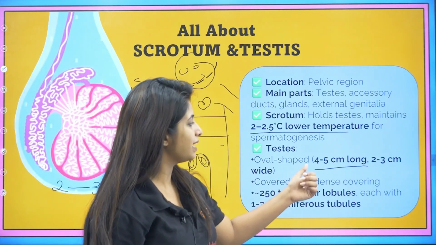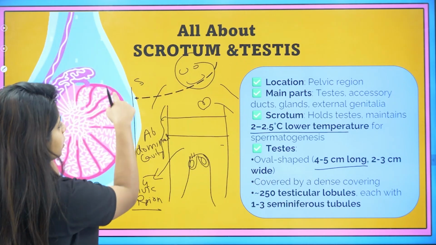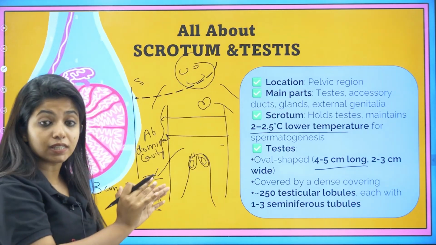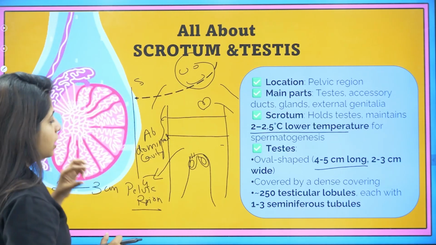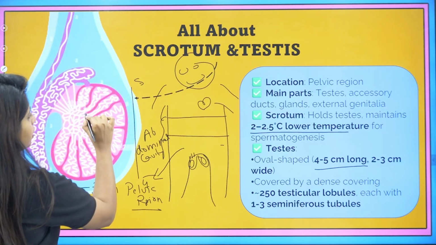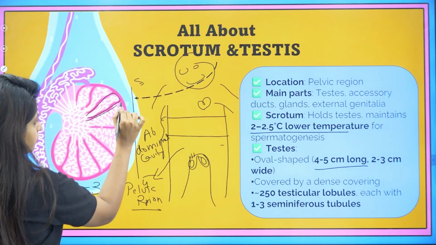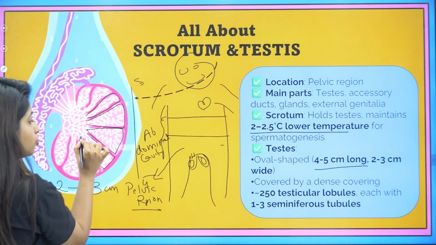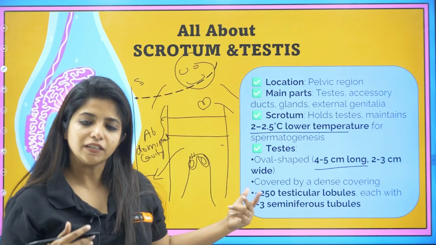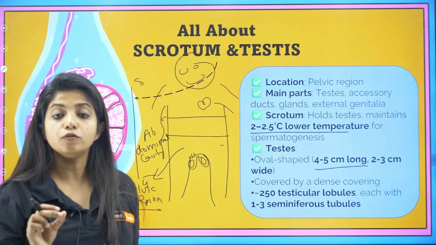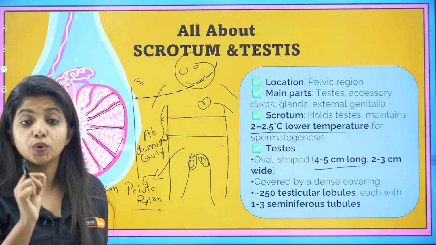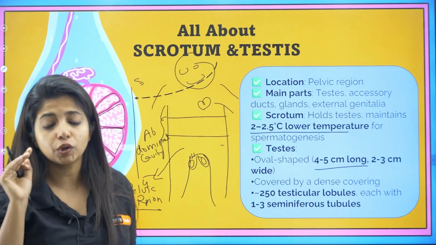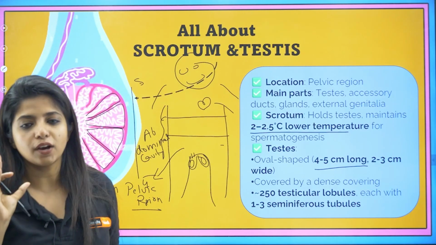Now it is covered by a dense covering. So obviously the testis would be having a dense covering around it, my dear children. And now it's time to go within the testis. It will be having different lobes out there. How many lobes are there? If you know, you can comment it down. If you're seeing, that is also totally fine. So there are almost 250 testicular lobules. Inside the testis, you have lobules, so you call them testicular lobules. How many? 250 of them.